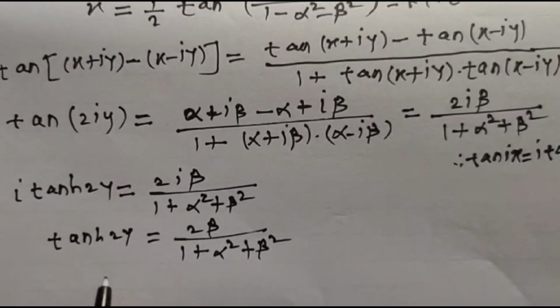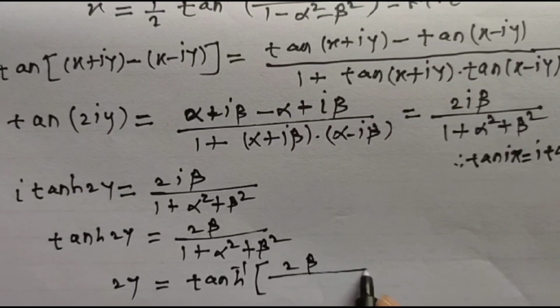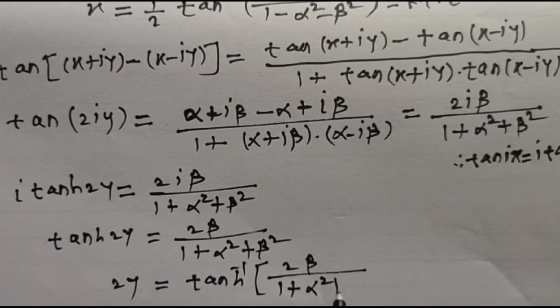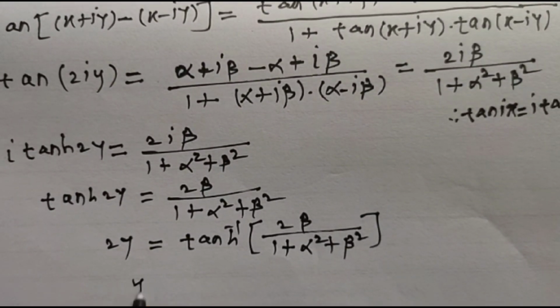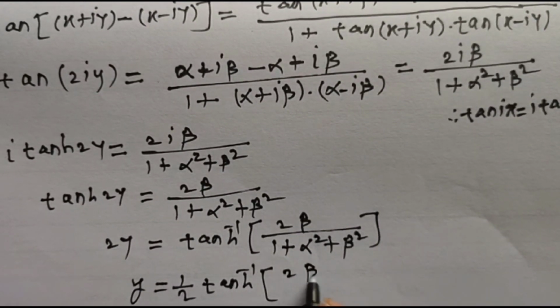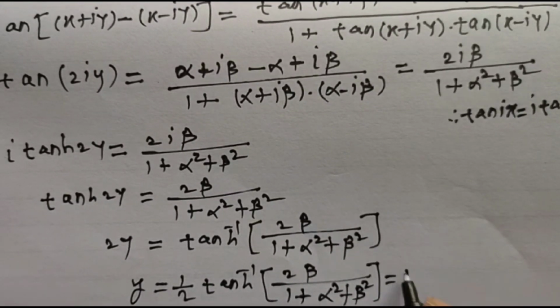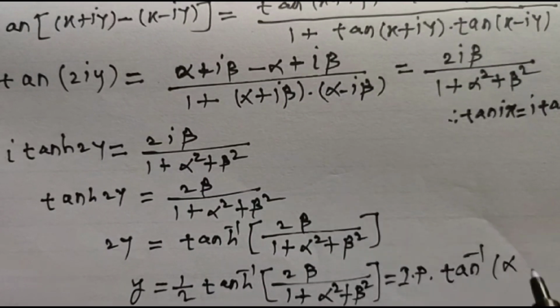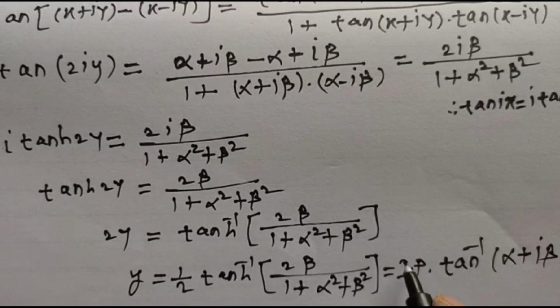Then 2y is equal to hyperbolic tan inverse of 2 beta divided by 1 plus alpha squared plus beta squared. Hence, taking this 2 to this side, y is equal to 1 upon 2 hyperbolic tan inverse of 2 beta divided by 1 plus alpha squared plus beta squared, and this is the imaginary part of tan inverse (alpha + i beta). In this way we have obtained the real and imaginary parts of tan inverse (alpha + i beta).